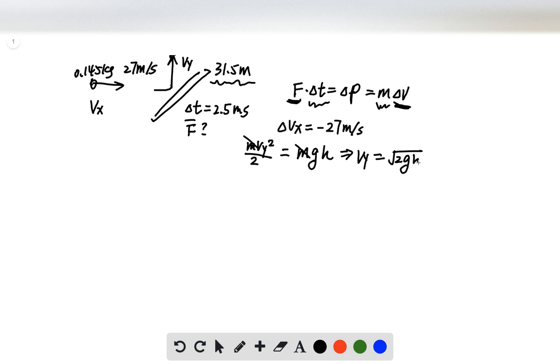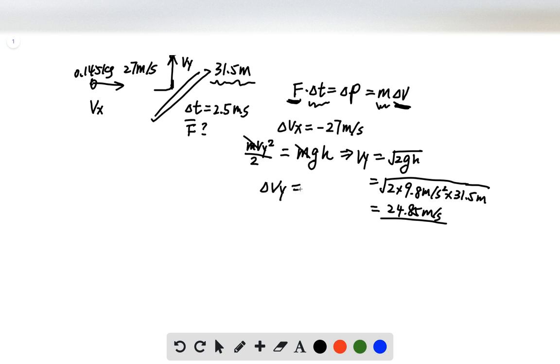And that gives us 2 times 9.8 meters per second squared, that's the gravitational acceleration, times the total height, 31.5 meters. And that is a total of 24.85 meters per second. So pretty much after it hits the bat, it acquires a vertical velocity of 24.85. So then we have delta Vy is 24.85 meters per second. So that is great.